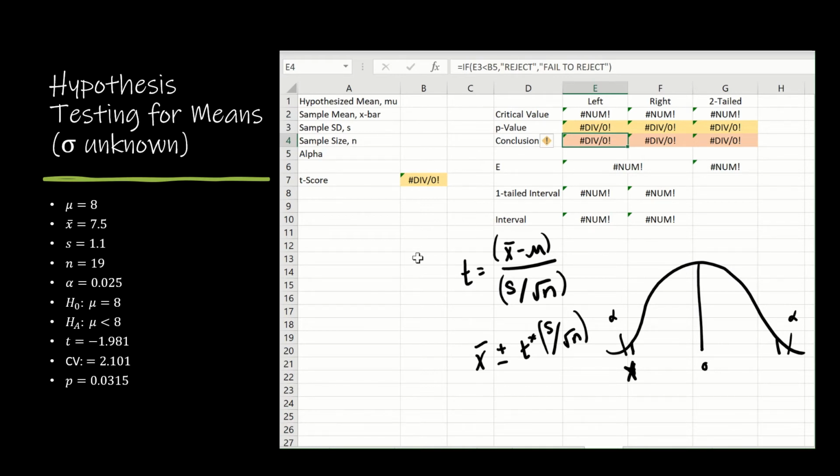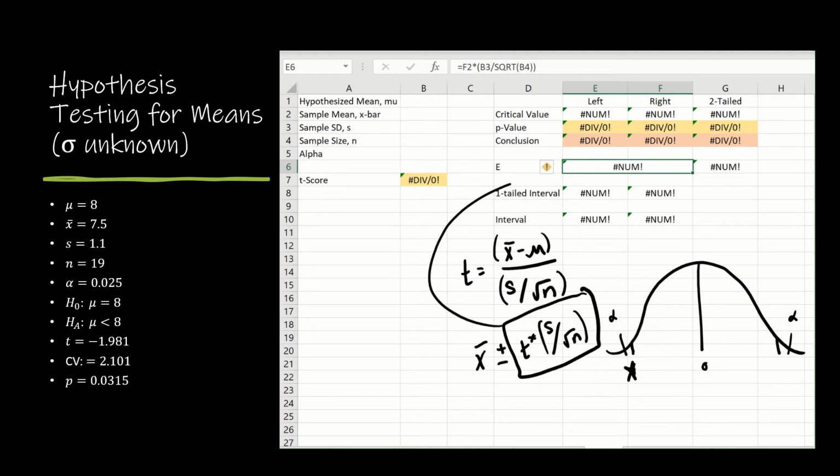Now let's talk about our interval. Remember, our interval is found by taking our critical value, and I'm going to use this critical value. Just as we talked about in our last video, the left-hand critical value is going to be negative, the right one's going to be positive. So I want the positive critical value because I want my margin of error to always be positive. And then I'm going to take it times b3 divided by the square root of b4. So this is the margin of error.